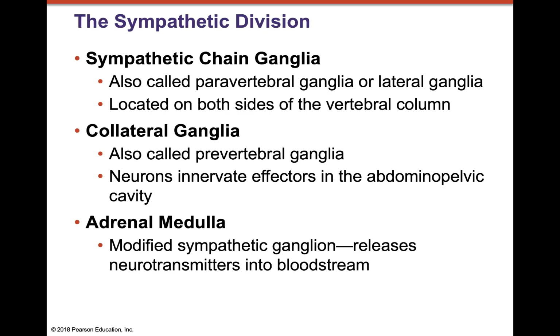So here what I did, I gave you a definition of each. Sympathetic chain ganglia sit on both sides of the vertebral column, also called paravertebral ganglia or lateral ganglia because they're on the lateral side of the vertebral column. Collateral ganglia, also called prevertebral ganglia, innervate the effectors in the abdominopelvic cavity, so your digestive tract. Adrenal medulla is a modified sympathetic ganglia. It's going to release hormones or neurotransmitters into the bloodstream.